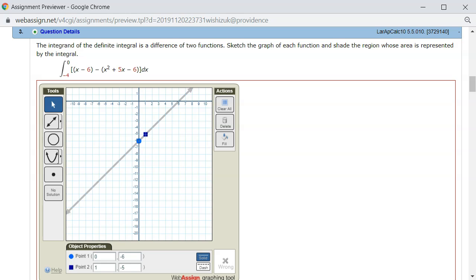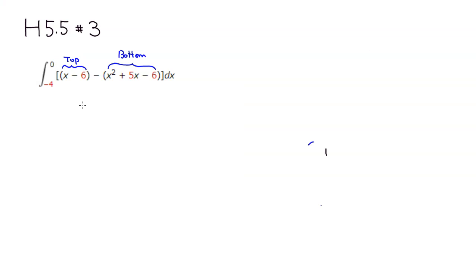Now we need to sketch the parabola. It looks like we need the vertex and a point. So I'm going to find the vertex and the point here. We have y equals x squared plus 5x, and I'm going to put minus 6 a little bit here, leaving some room.